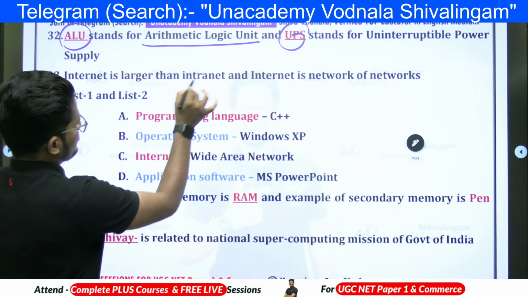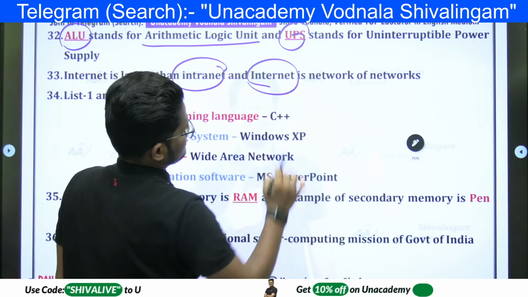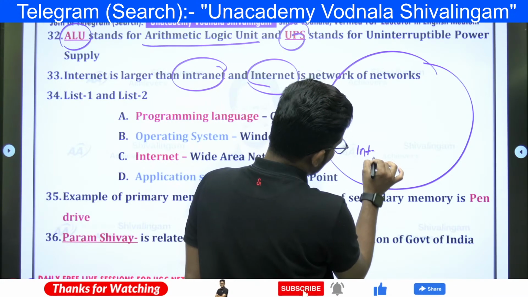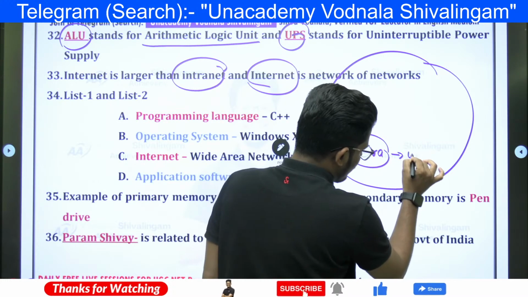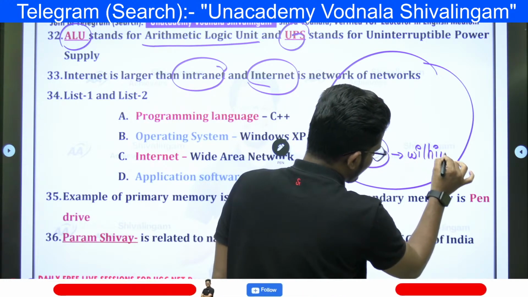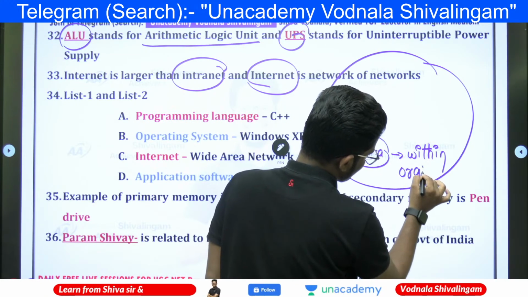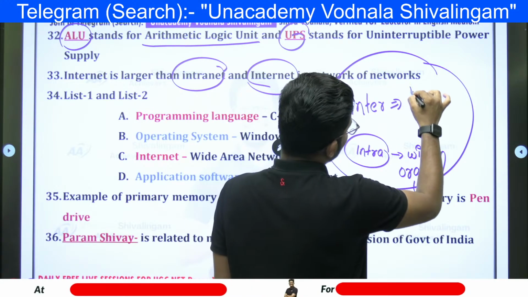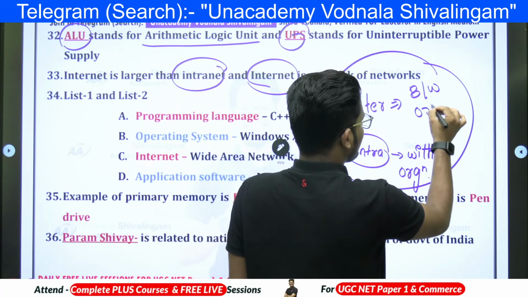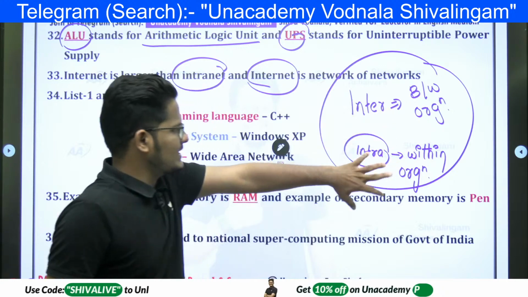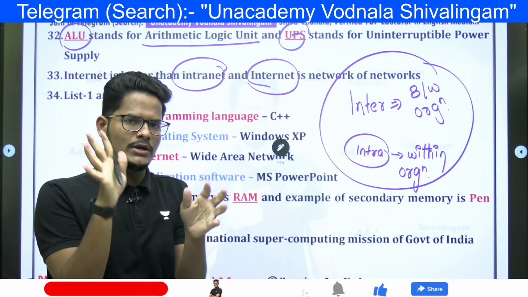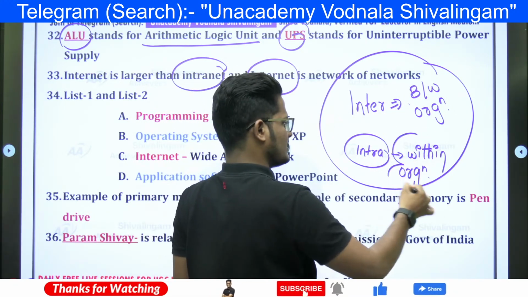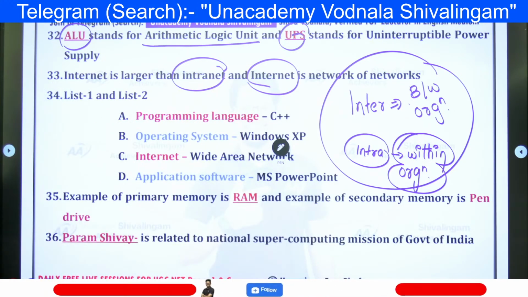Internet is larger than intranet, and internet is a network of networks. The internet is worldwide. Intra means within the organization, whereas inter means between one organization and another. Both are secured. Only those who are allowed to access the network can access it. An intranet can be accessed only within the organization; more than that they cannot go.